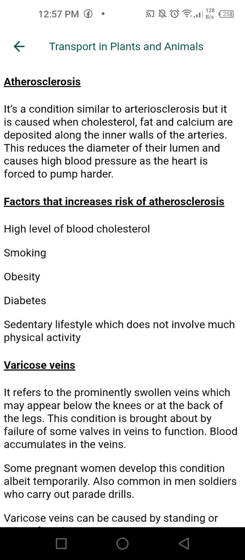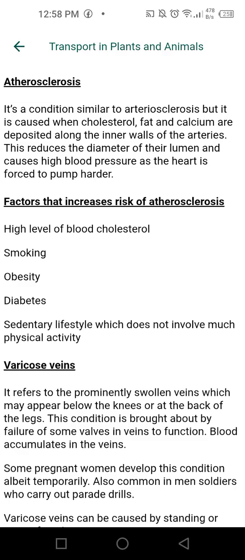Atherosclerosis. It's a condition similar to arteriosclerosis, but it is caused when cholesterol, fat and calcium are deposited along the inner walls of the arteries. This reduces the diameter of their lumen and causes high blood pressure as the heart is forced to pump harder. Factors that increase the risk of atherosclerosis: high level of blood cholesterol, smoking, obesity, diabetes, and a sedentary lifestyle which does not involve much physical activity.